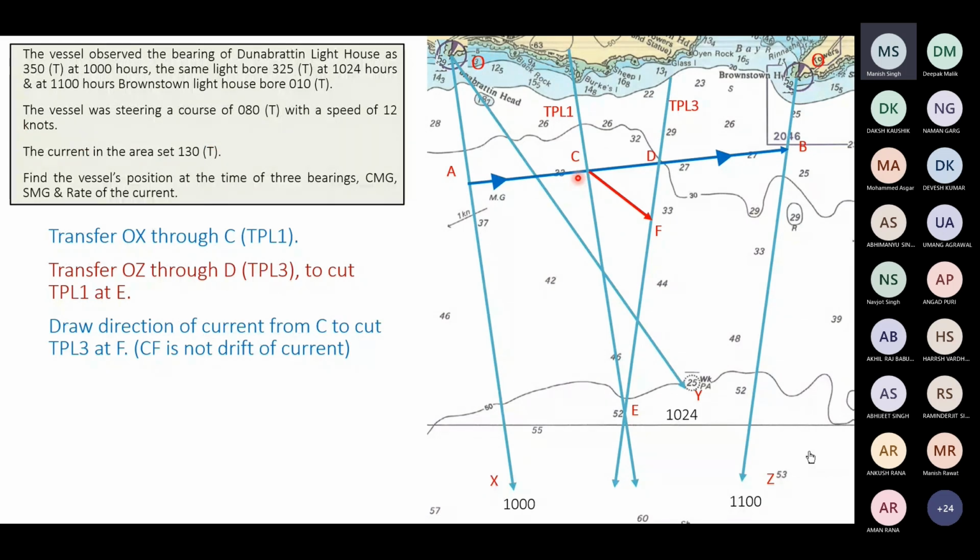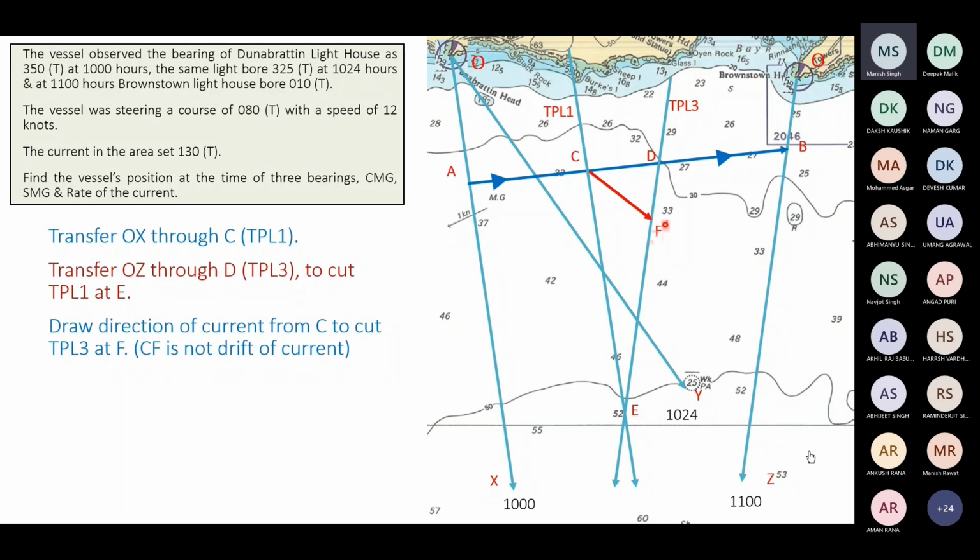Now at this point, let me remind you that we do not have the rate of the current or the drift of the current known to us. We don't have this information. This is one of the items which we need to find out. So this line CF does not represent the drift of the current. Its length is unknown as of now. It is required in our plot. So be clear in the mind that this CF line does not represent the drift of the current.